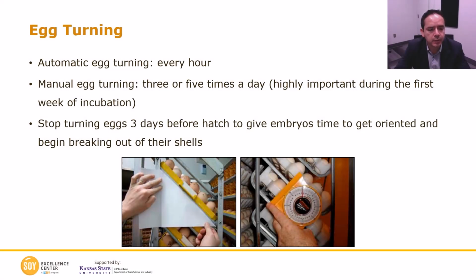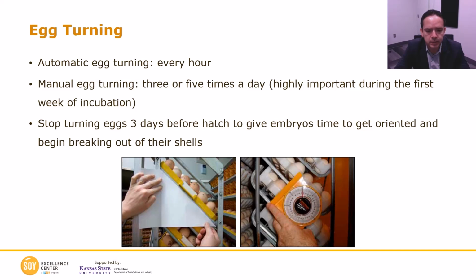If you are working in a commercial hatchery, you are going to be using automatic egg turning devices, and the turning can be done every hour. However, if you are producing backyard chicks, then you might be doing some manual egg turning, and it is very important to do egg turning 3 to 5 times per day. And this is highly important during the first week of incubation.